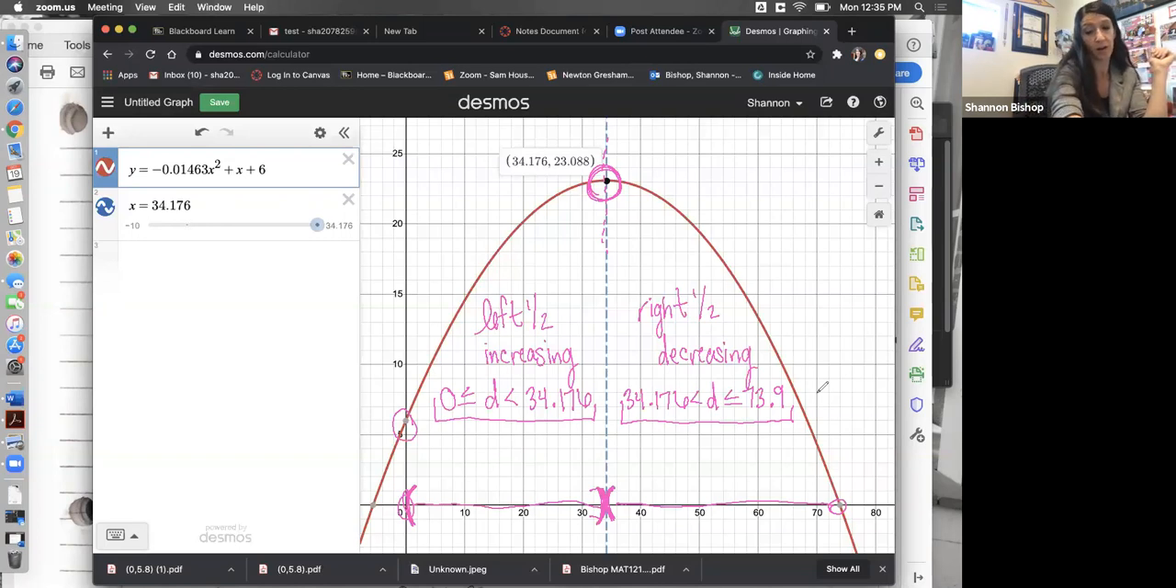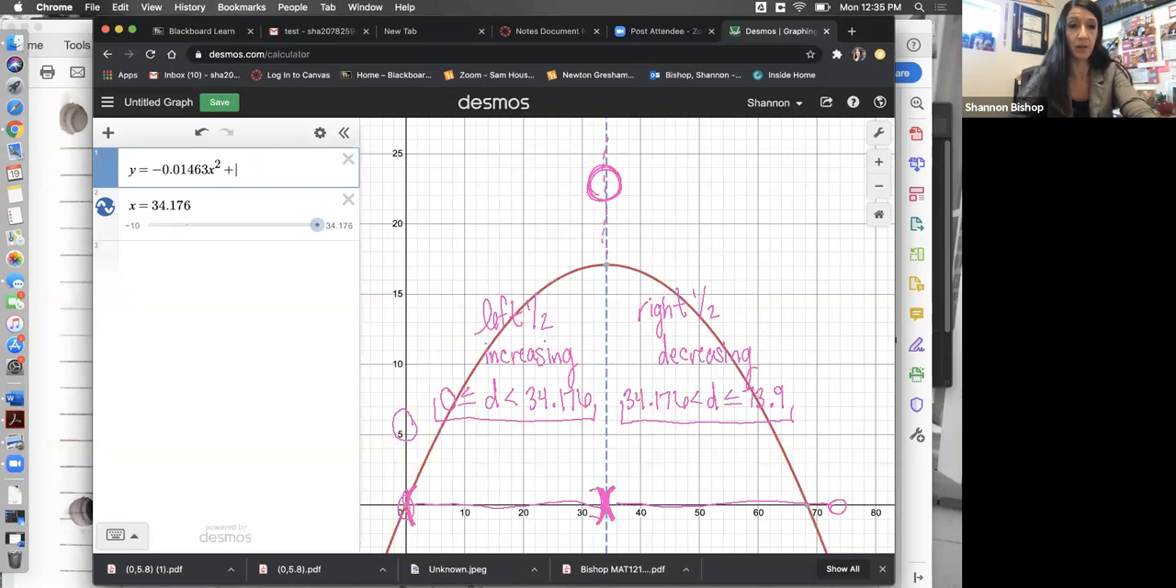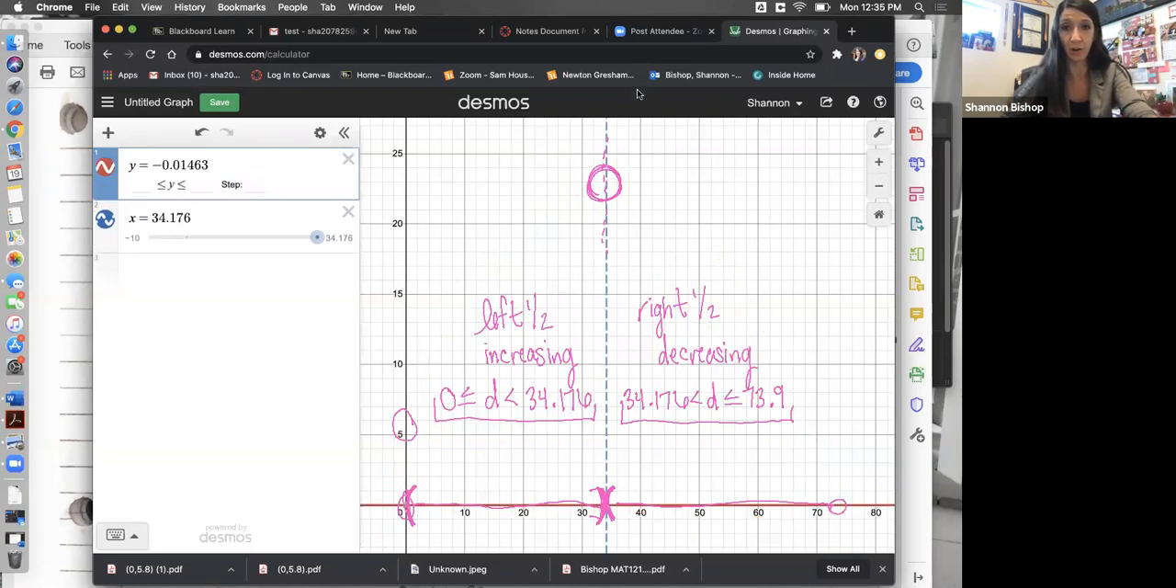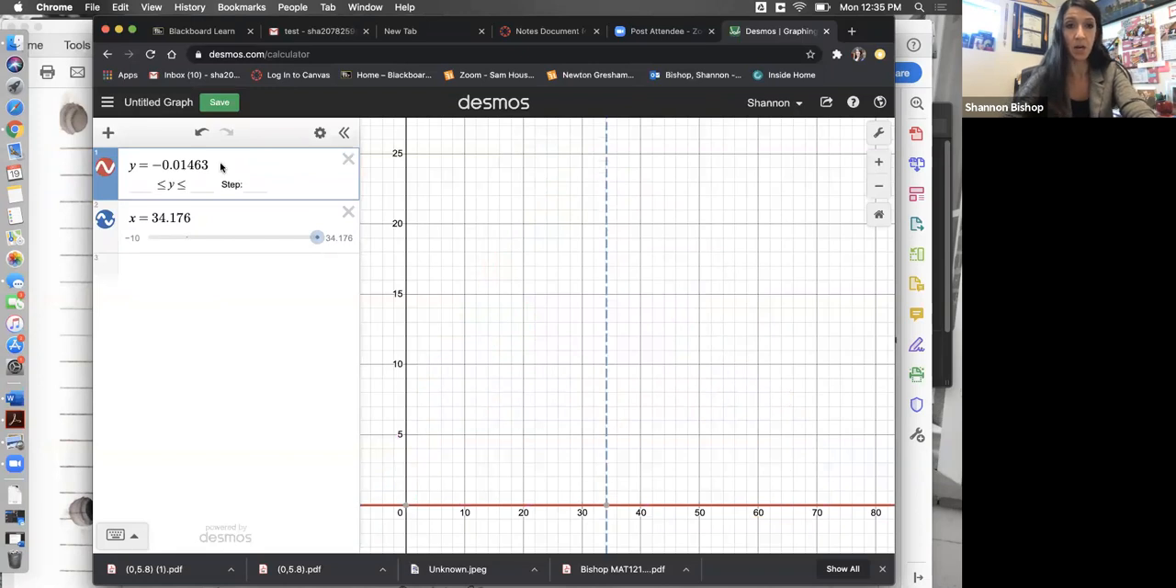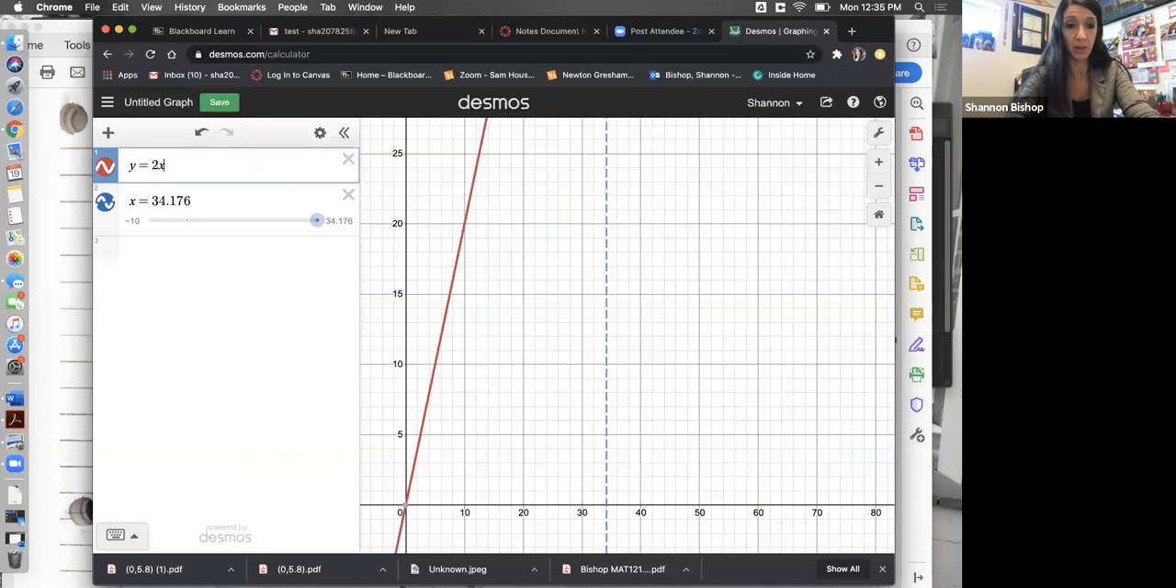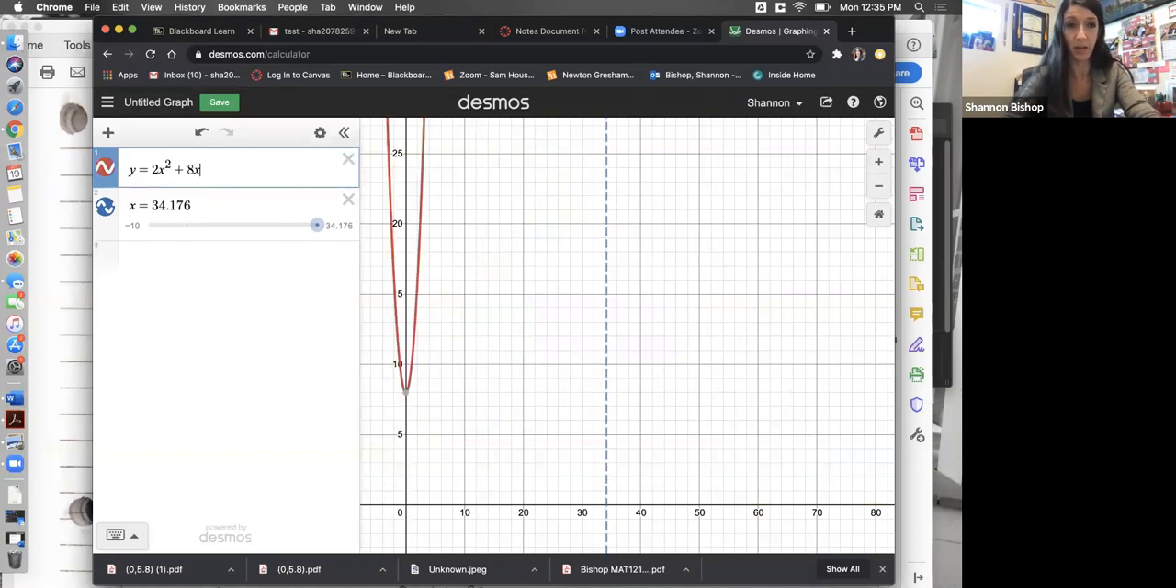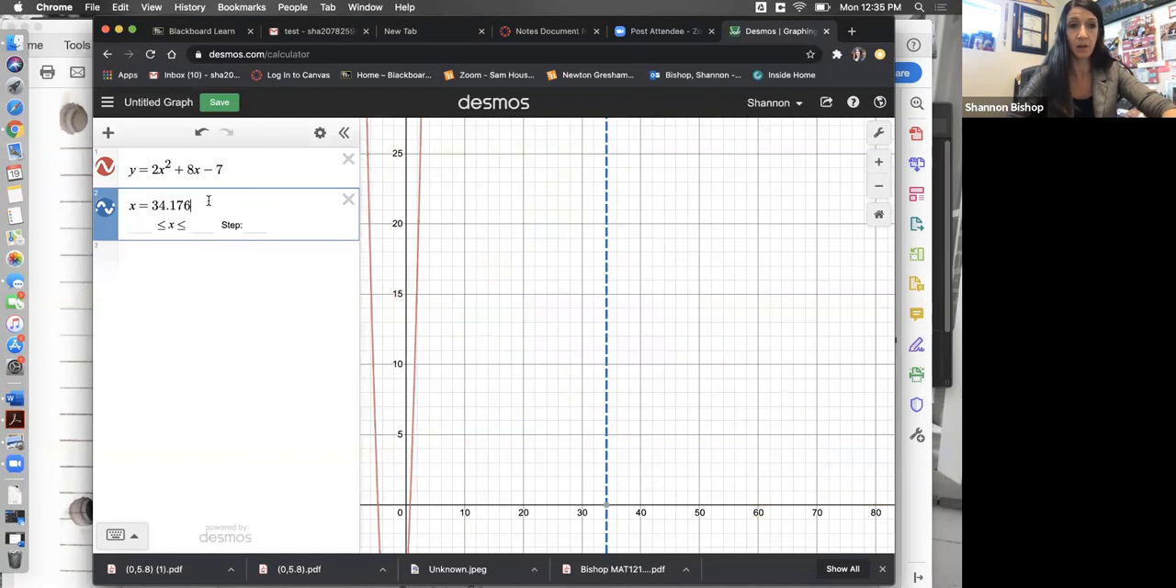Now, if you're not done with the shot put problem, pause this video, go finish the shot put problem. But when you're ready, you'll move on to the back side of the document. And on the back side of the document, the formula is different. Oops, I need to clear all my markings. There we go. The formula is different. It's y equals 2x squared plus 8x minus 7. And the vertex on this one is at (-2, -15).